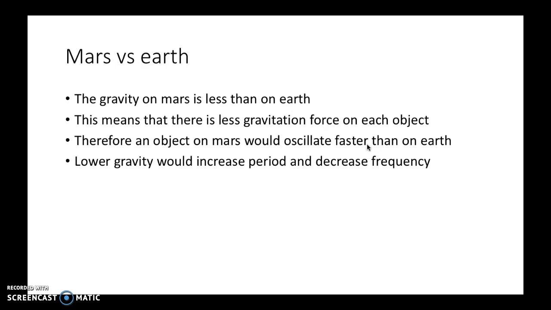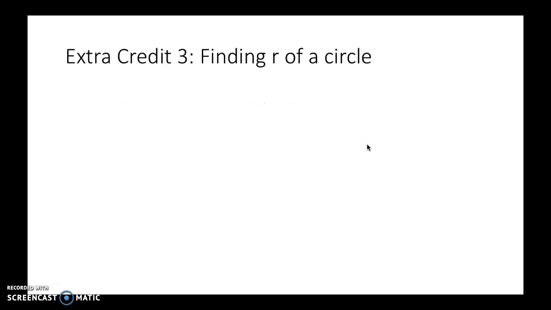Mars versus Earth. So this is another gravity question. The gravity on Mars is less than on Earth. This means that there is less gravitational force on each object. Therefore, an object on Mars would oscillate faster than on Earth, and lower gravity would increase period and decrease frequency.